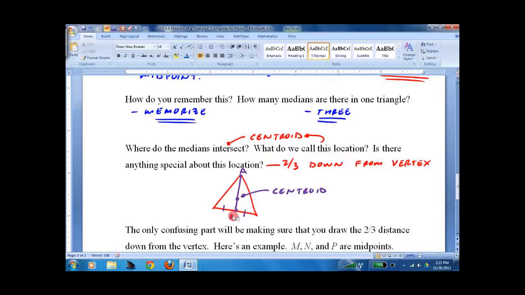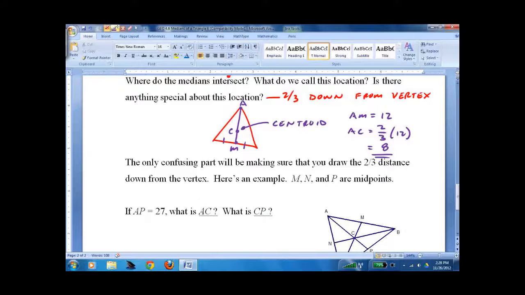Somebody tells me the distance from A to M is 12. Put a little C for centroid. Therefore, the distance from A to C is 2/3 of 12, which I hope you can do the math, 8. What's the distance from C to M? Well, I could multiply by 1/3, but I'll just say that from C to M is what's left over, 8 plus 4.